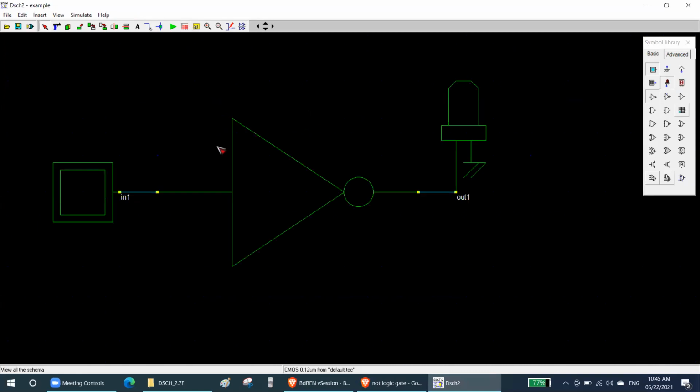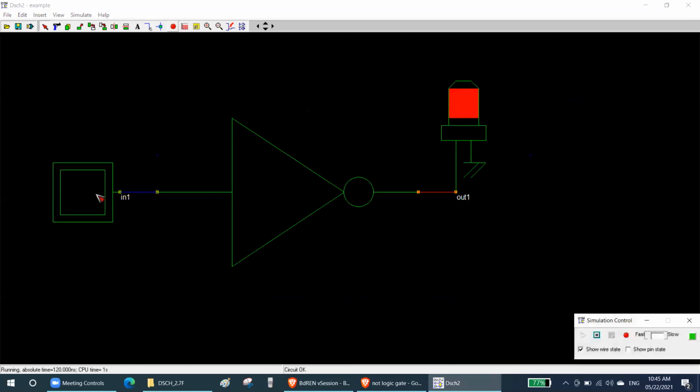This is the circuit. Now, if I run, you can see if I give 0, 0 means what? Here there is no color. That means it is 0, and the output is 1. If I give 1, the output. Can you see that? It is opposite, right? If I give 1, it gives you 0. If I give 0, it will give 1.